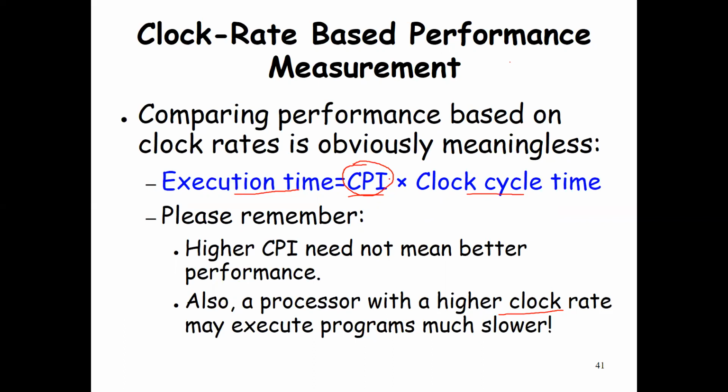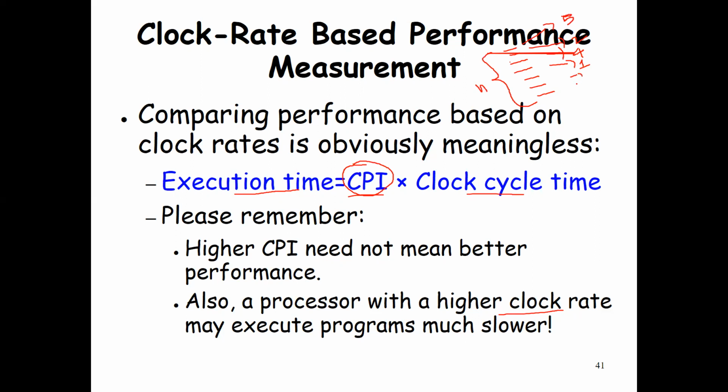CPI represents the cycles per instruction. Say, for example, a typical program has 100 instructions, and say the first instruction takes 5 clock cycles for execution. Say the second instruction takes 2 clock cycles. Say the third instruction takes 4 clock cycles. Say the next instruction takes 1 clock cycle, and so on and so forth. Then say this typical program contains n number of statements or instructions.